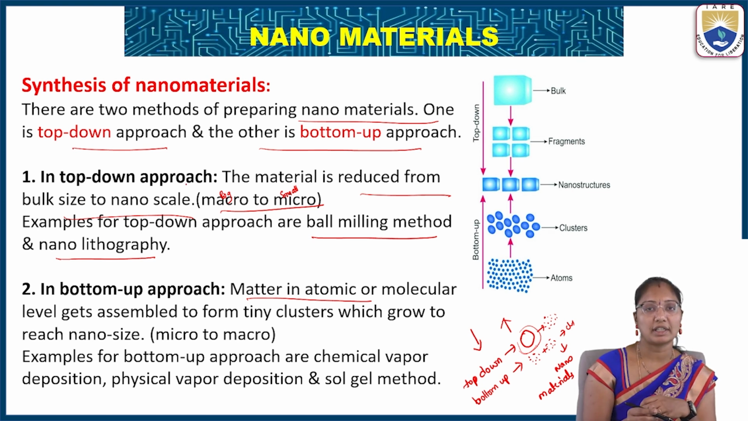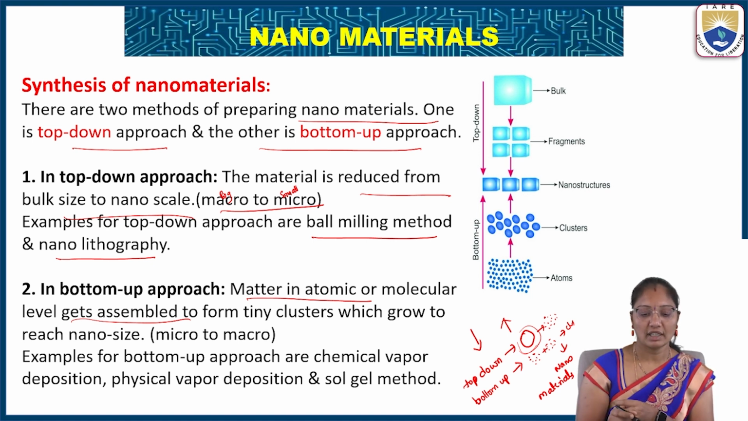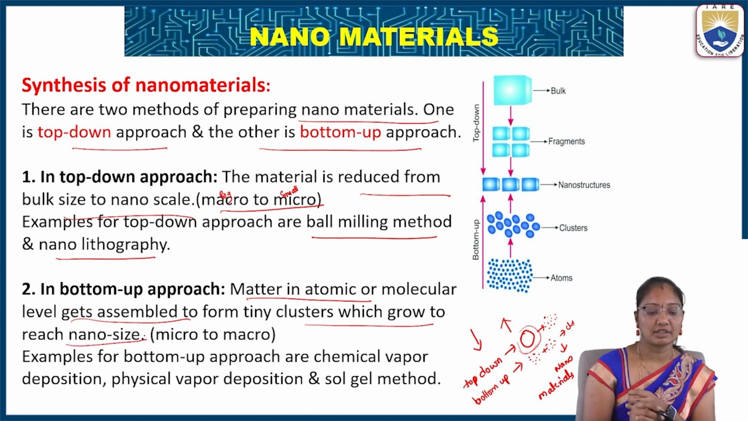Coming to the next category, which is the bottom-up approach. Here the matter at the atomic or molecular level gets assembled. What happens? From the low level, like the bottom level, the atomic or molecular level gets assembled and results in the formation of clusters. The clusters then grow to reach nano size.